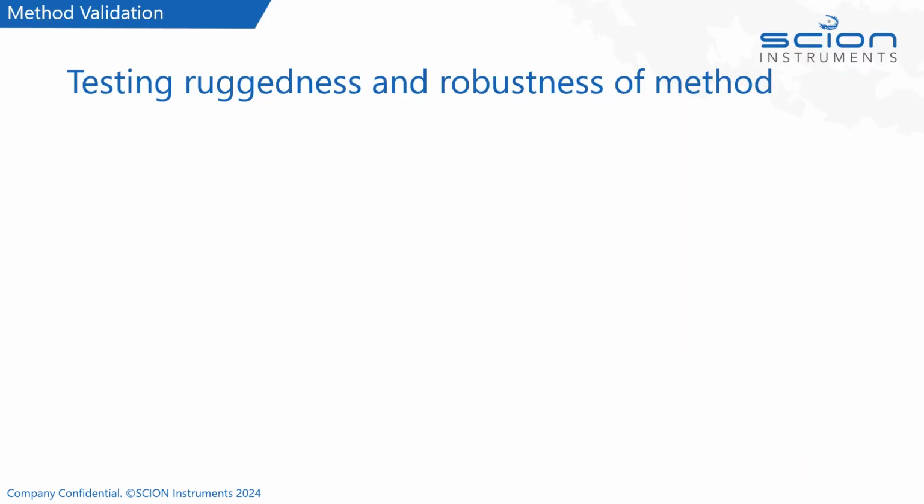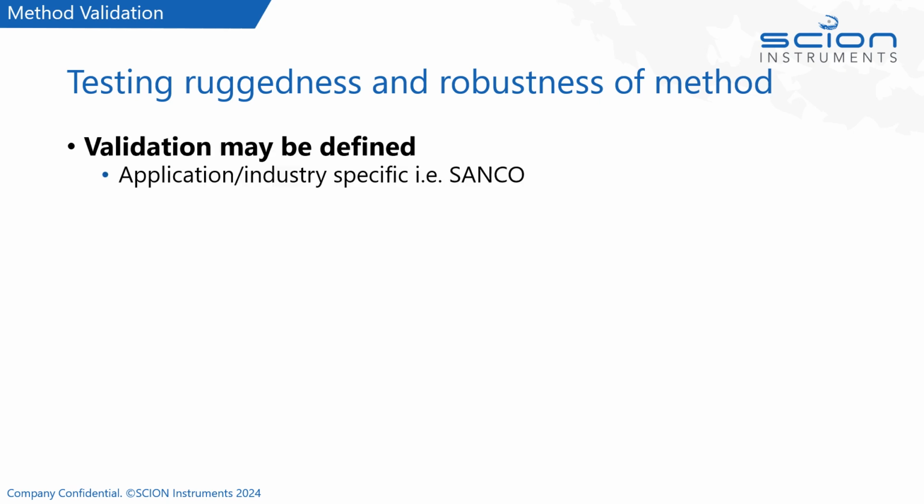When we're validating a method, we're looking to test the ruggedness and the robustness of the method. So to really stress the method and see how well it performs over a number of criteria. These validation criteria may well already be defined. So it might be an application or an industry specific one. For example, there's the Sanco guidance document that is used for import and export of chemical products and pesticides, and this details at great length all the validation requirements.